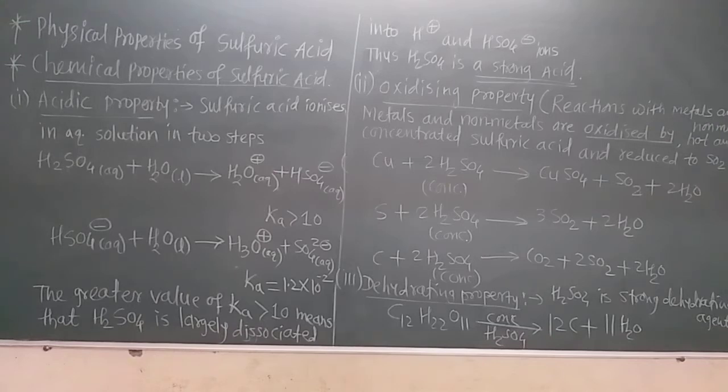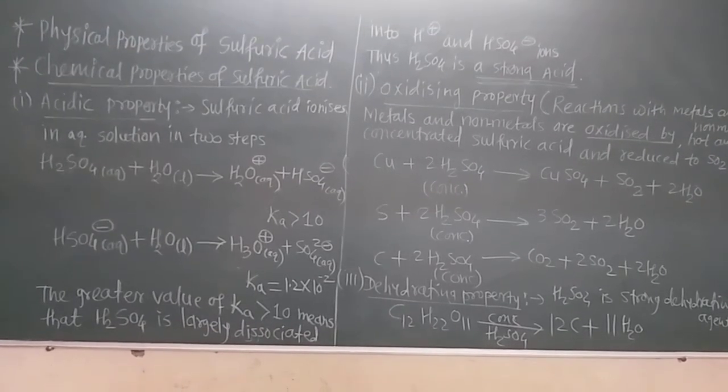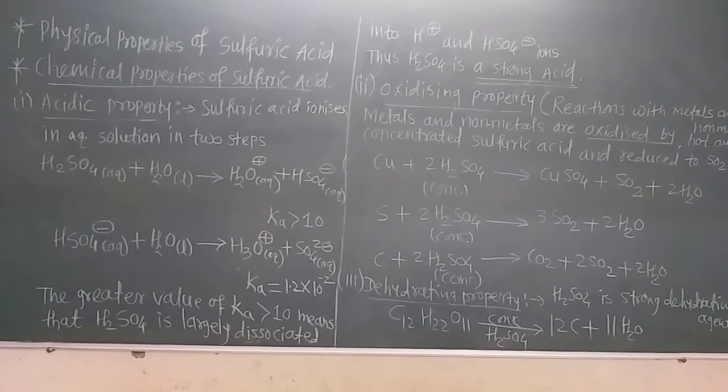Now this first property is, as we know, that sulfuric acid is an acid, but how do we prove that sulfuric acid is an acid? That is the acidic property of sulfuric acid. On ionization, sulfuric acid gives the H plus ion and HSO4 minus ion. But in aqueous solution, it requires two steps.